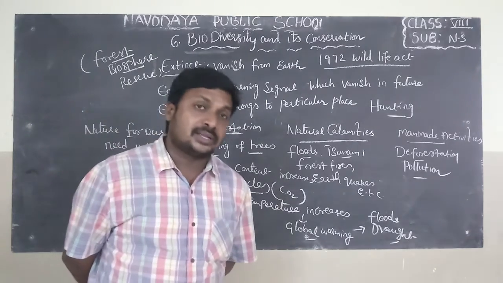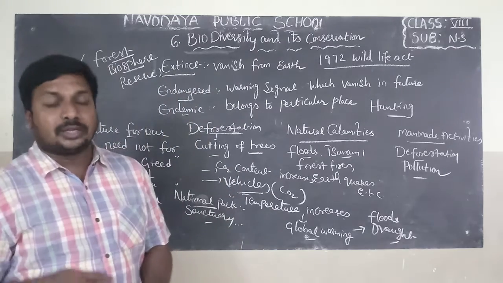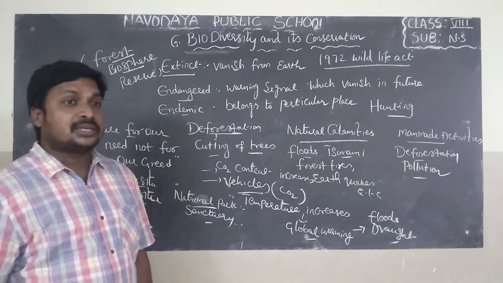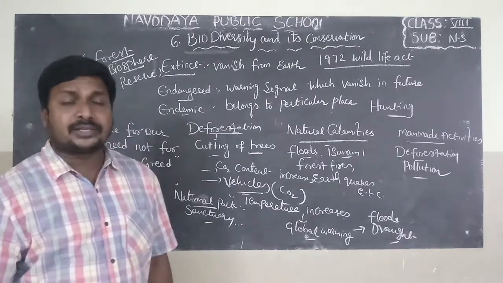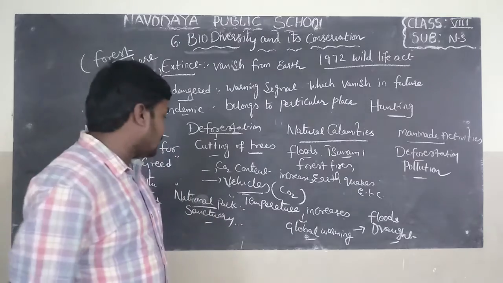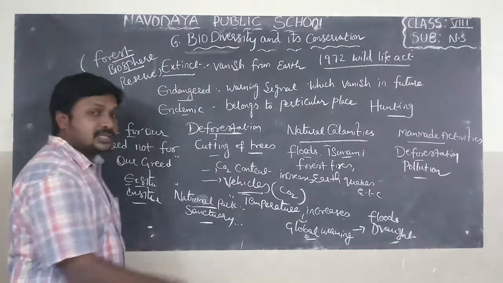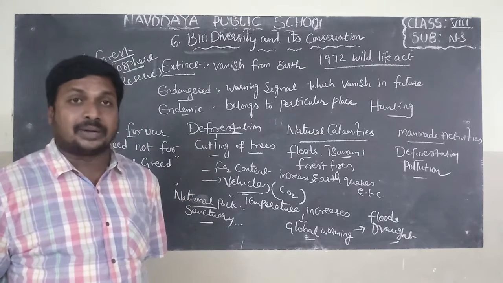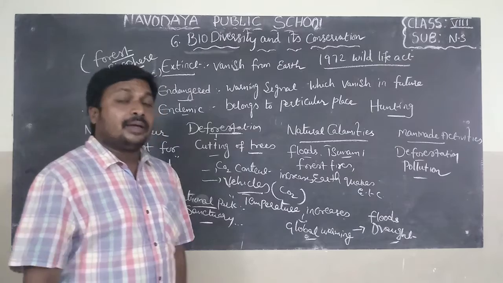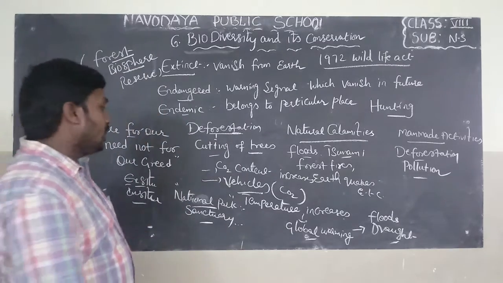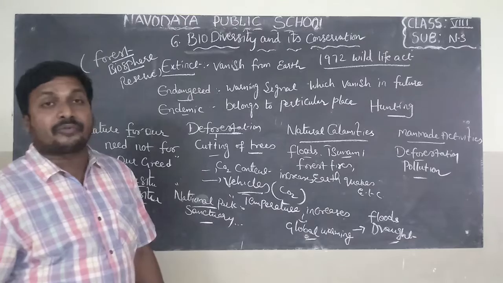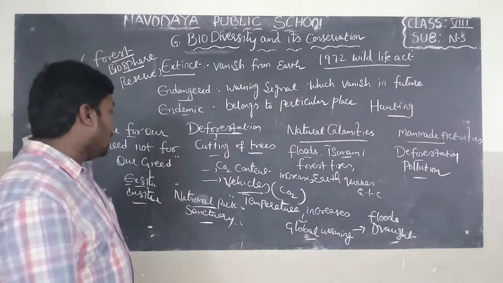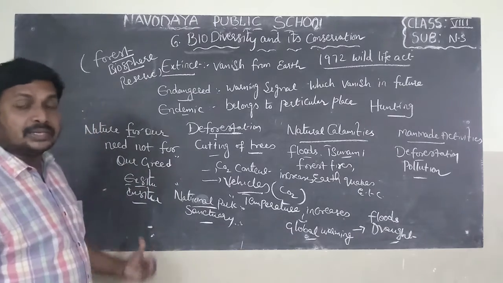A national park is a large area reserved for so many animals and plants, with no interference of human beings. A sanctuary is also a place which protects animals and plants from extinction, and here there is little interference of human beings. In a national park there is no interference of human beings, while in a sanctuary there is a little interference. And then, ex situ protection and in situ protection.